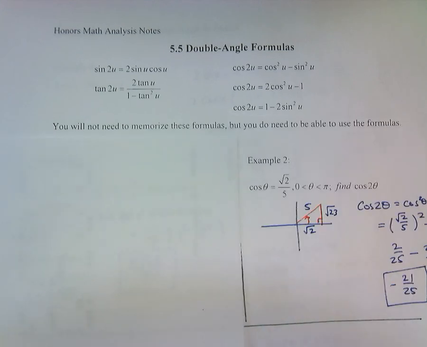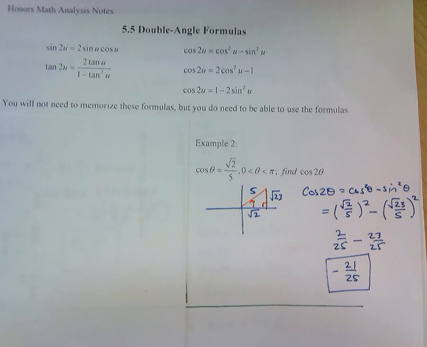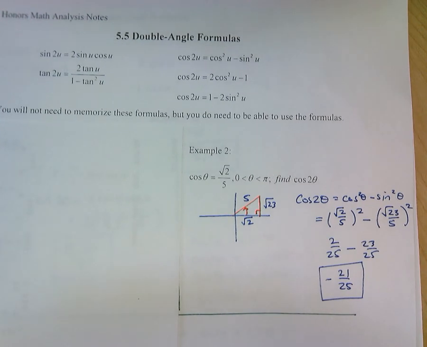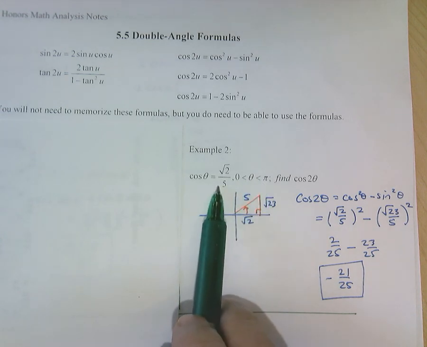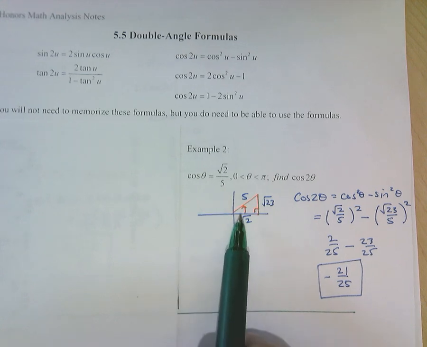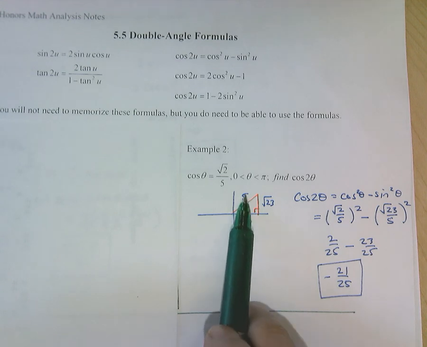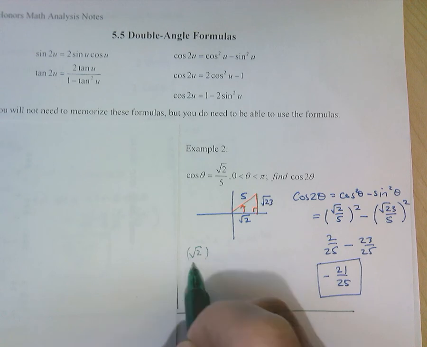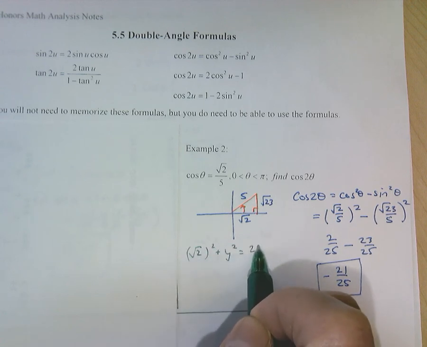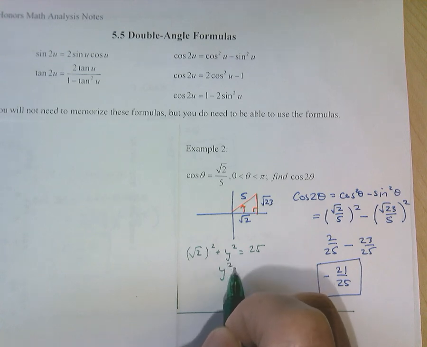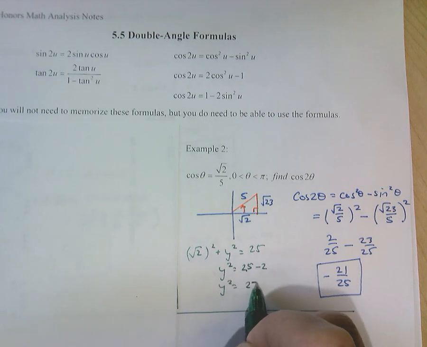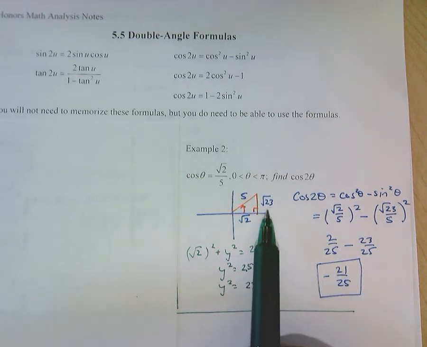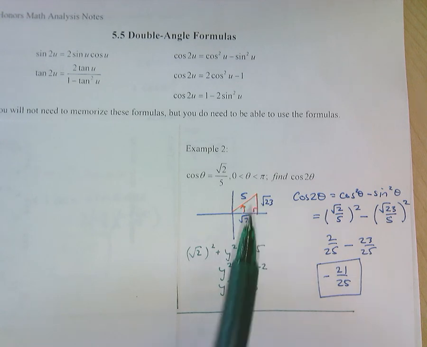My next example, I'm given cosine of theta equals the square root of 2 over 5, and I know that the angle is between the first and second quadrant. Since cosine is positive, it has to be in the first quadrant. So I've drawn my triangle in the first quadrant. My adjacent side is the square root of 2. My hypotenuse is 5. So I know the square root of 2 squared plus y squared equals 25. So y squared equals 25 minus 2. Y squared equals 23. So that's how I got the square root of 23, and I know it has to be positive because I went up.